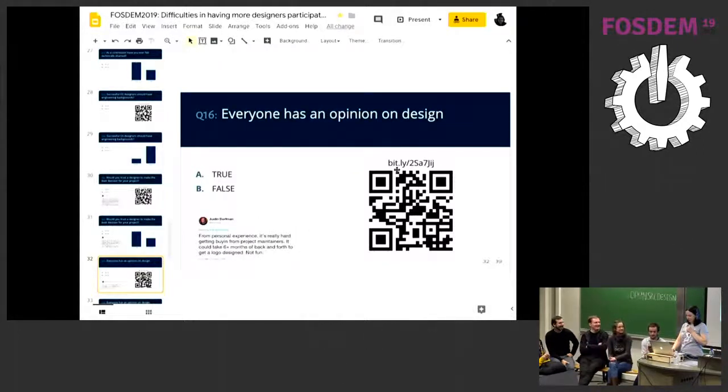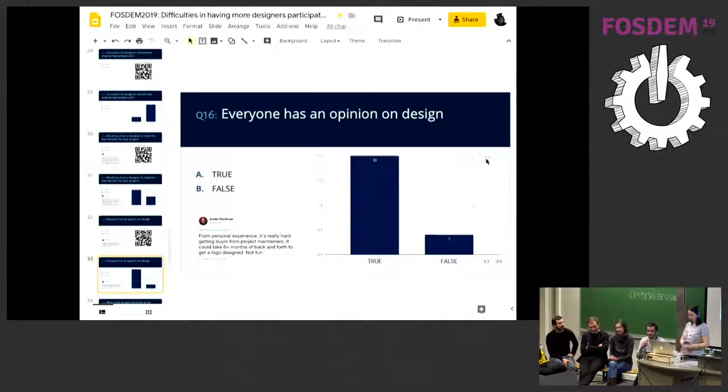Okay, the next statement is that everyone has an opinion on design. There's also a tweet commenting that it's really hard getting buy-in from project maintainers. It could take 6+ months back and forth to get a logo designed. Any questions? Any remarks? From my side, I also always have opinions, but I always try to hold them back if they are just opinions. So you always have to think of the bigger project and the whole user base, not just your own use case.